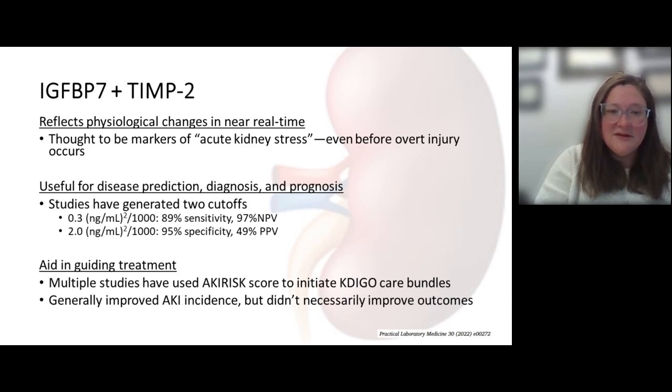Lastly, some studies have used NephroCheck results to aid in the guidance of treatment. So several studies have used the AKI risk score to initiate KDIGO care bundles. And following that, there's generally been an improvement in the AKI incidence, although different studies disagree about how much it actually improved final outcomes of morbidity and mortality.